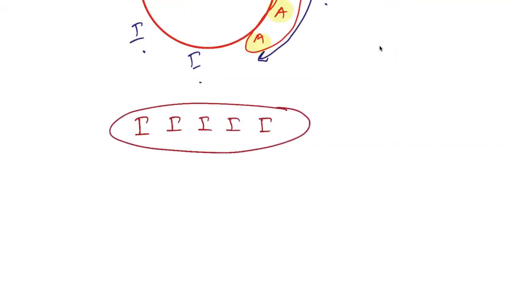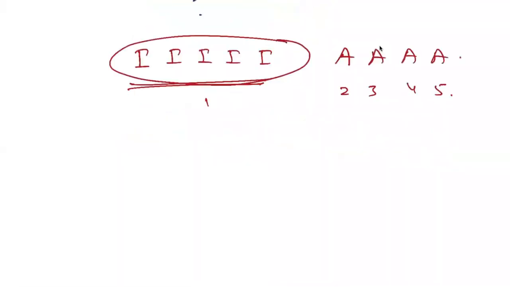These 5 Indians and 4 Australians are there, right? So all 5 must sit together. So this is 1, 2, 3, 4, 5. First, they will go in an arrangement of a circle, right?